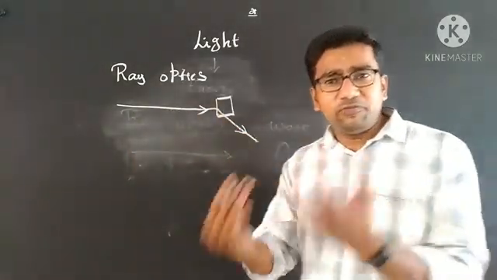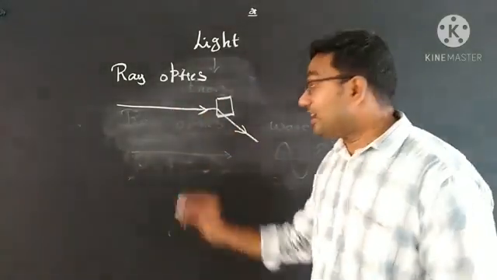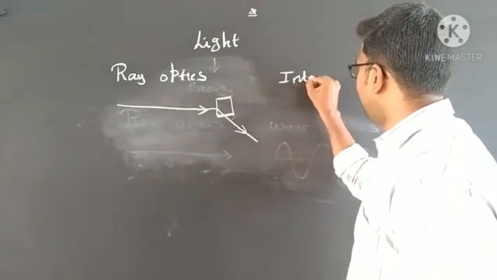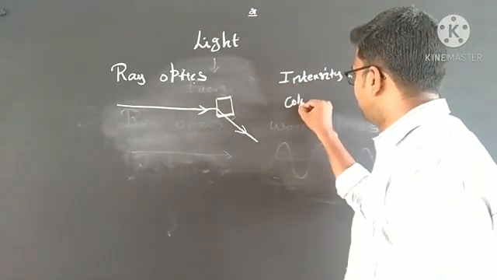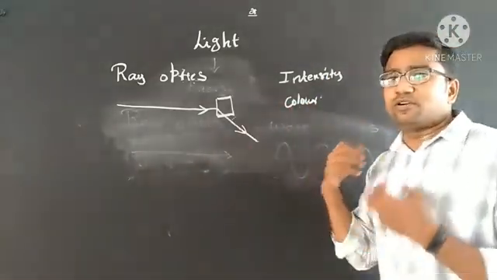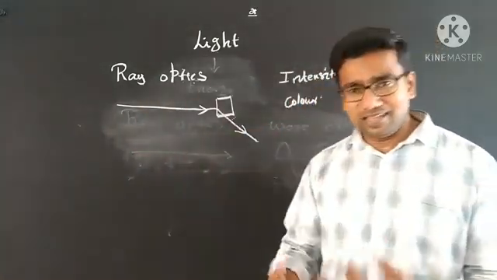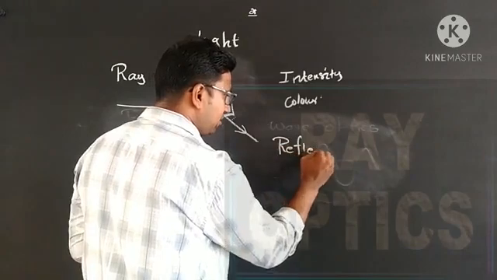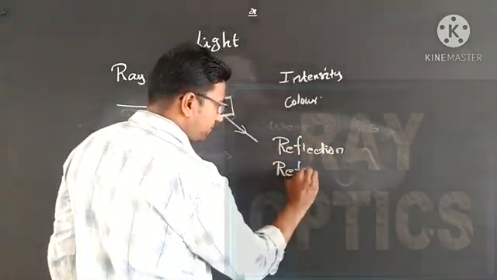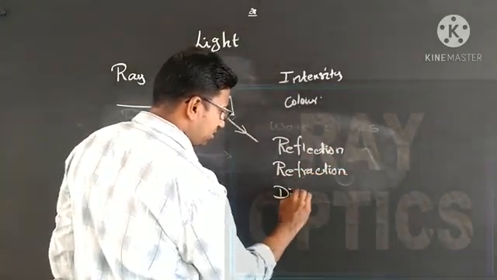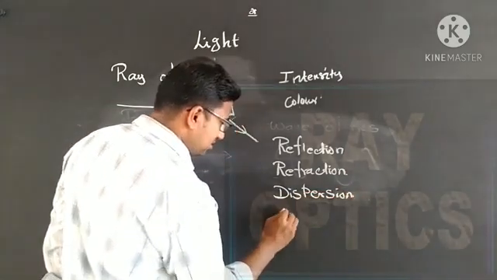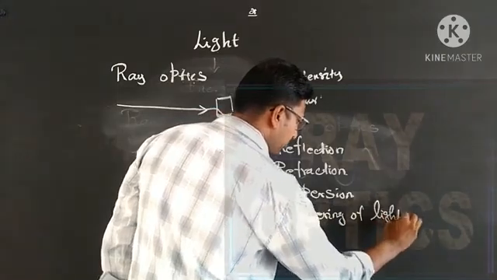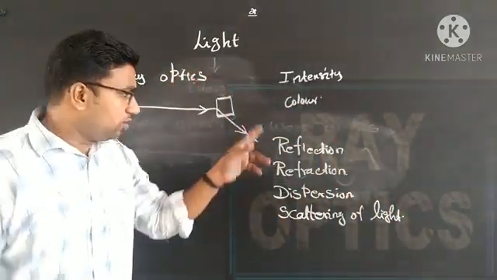It does not provide any information regarding the color or the intensity of the light. So we don't know the color or the intensity of light through ray optics. In this session, we are going to learn about the characteristic phenomena of reflection, refraction, dispersion, and scattering of light. So the basic information provides a lot of phenomena of light.